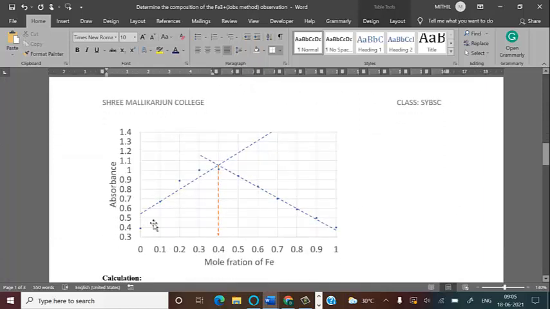When I plot it, I get a scattered plot of the absorbance. Then I take a mean line and join this data and I get a point of intersection, which shows the maximum absorption at 568 nanometer, for a particular stoichiometry of iron, and the mole fraction of iron was observed to be 0.4. So how do we do it?